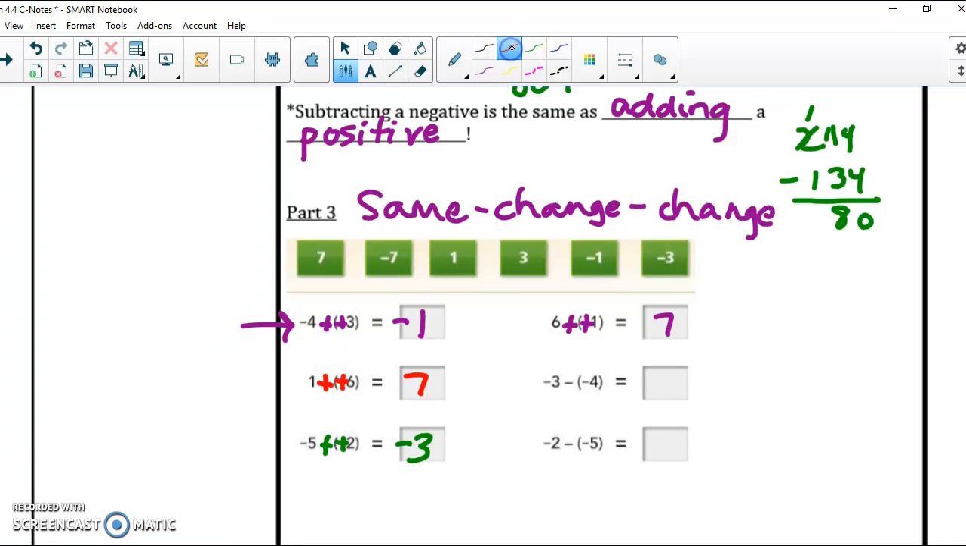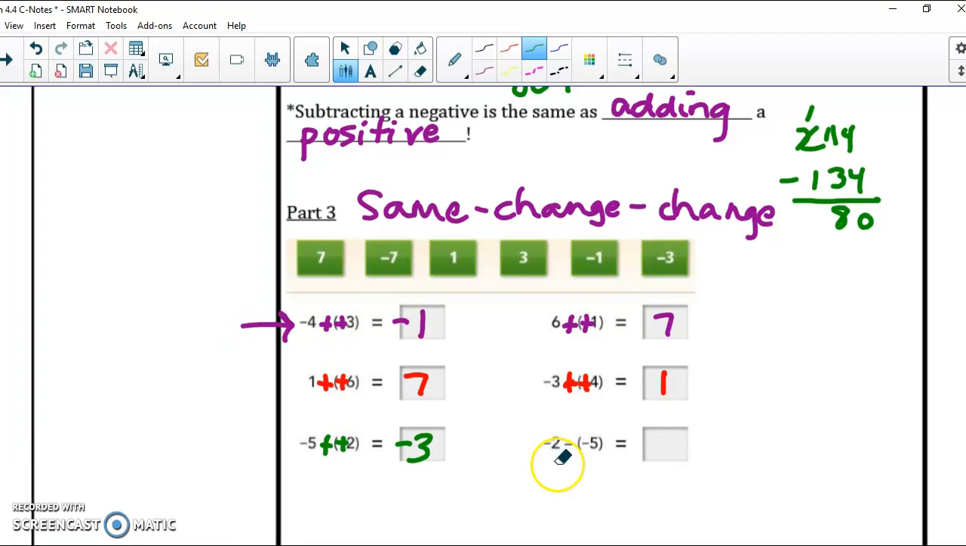When I'm subtracting negative 3 minus negative 4, I'm going to do same, change, change. So negative 3 stays the same. Minus becomes a plus. Negative 4 becomes positive 4. Now I'm adding two numbers with different signs, so I find the difference. 4 minus 3 is 1, and my larger number takes the sign. 4 is bigger than 3, and it's positive, so my answer is positive.